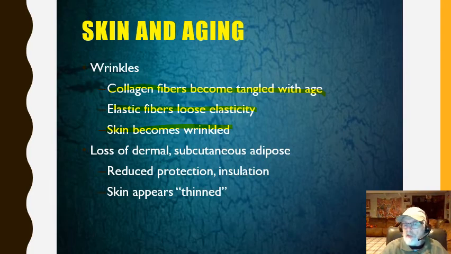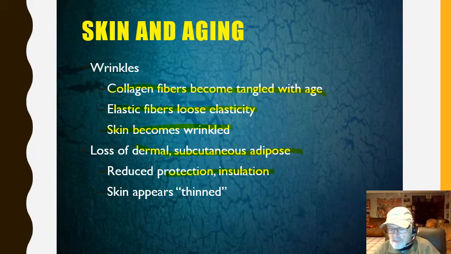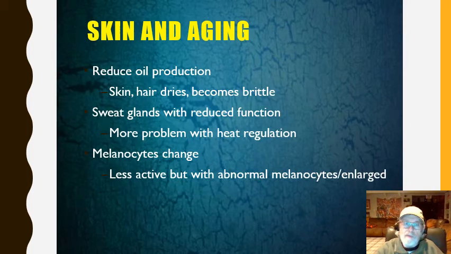Also, we find that as people get older, they lose some subcutaneous and dermal tissue. It gets narrower, gets thinner. They have less protection and less insulation, and the skin appears thin. If you look at some old people, their skin looks like it's paper thin. The reason is they've lost most of their subcutaneous tissue as well as a lot of the dermis mass, and as a result, the skin appears thin with aging. An important thing. Also, we find within aging, there's a reduction of oil production.